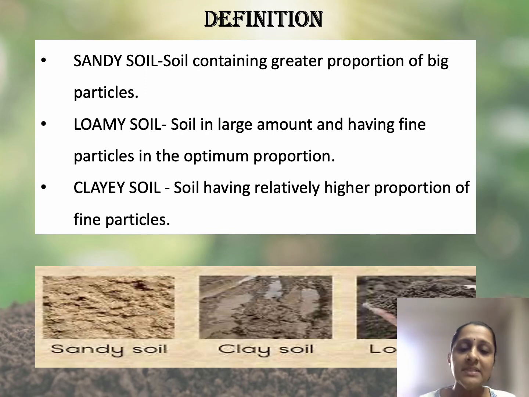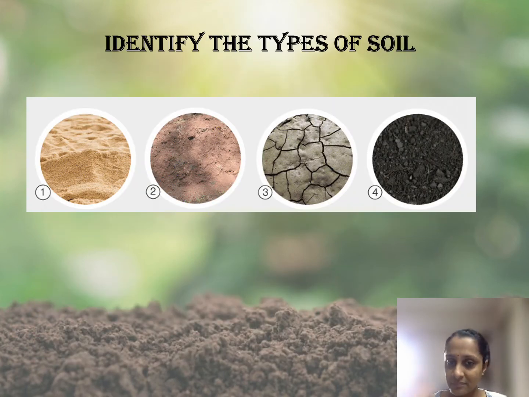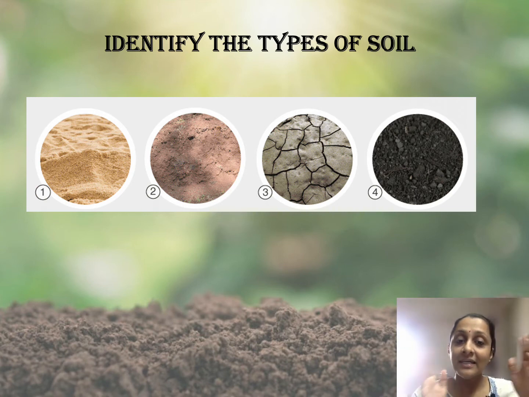So sandy soil means the percentage of sand is more. Clay soil means the percentage of clay is more, and that is how the soil is. But all the soils are going to have everything. Then, according to the things that we have discussed, I told you to be very, very careful about the color. So here, try to identify the various types of soils in these images.